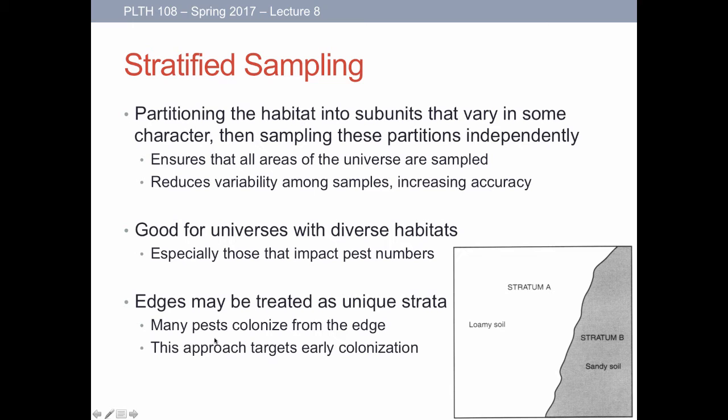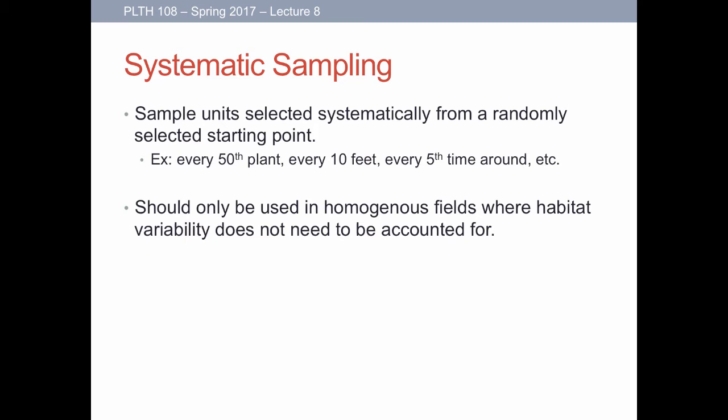All right. And then finally, you have systematic sampling. And systematic sampling is also fairly straightforward. Essentially, what you're doing is sampling from a random starting point, and then sampling every certain number of units. So if you're riding your tractor up and down the field, doing some tilling or spraying, every time you turn, you would just reach over and take a soil sample, right? You're collecting every 50th plant, every turn, every whatever.